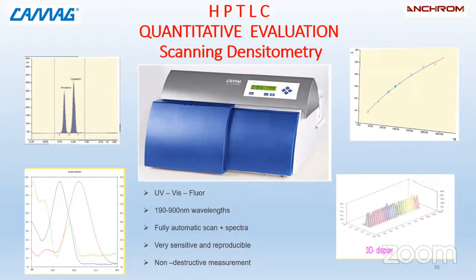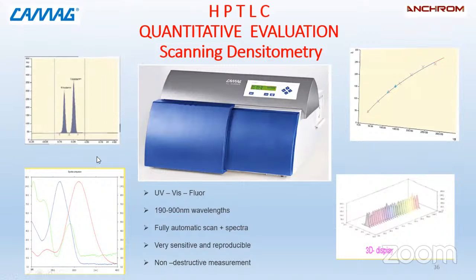For that purpose, it has 3 different lamps: deuterium, mercury and tungsten lamp. Deuterium is there for short UV, tungsten is there for visible light, and mercury lamp is there for fluorescence. The scanning range is from 190 to 900 nanometer, which covers all these regions: UV, visible and fluorescence. Fully automatic scan is possible, and you can also go for taking spectra. As you can see over here, you get very sensitive and reproducible results, and as it is a non-destructive measurement, you can send your sample for further characterization studies, or you can go for bioactivity studies as well.